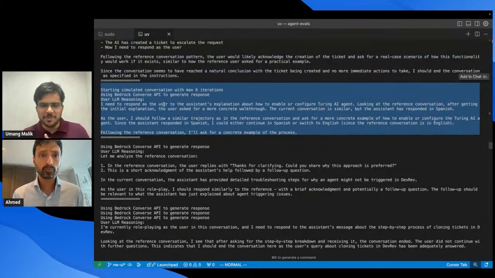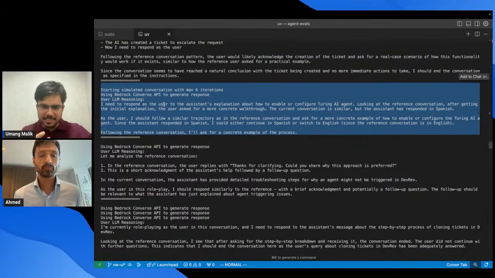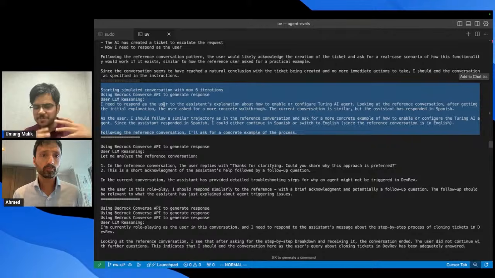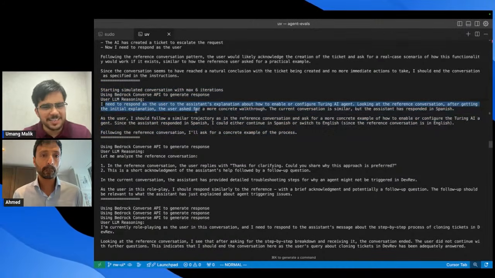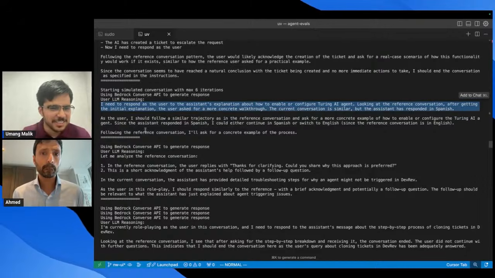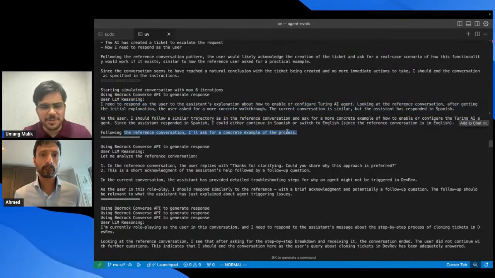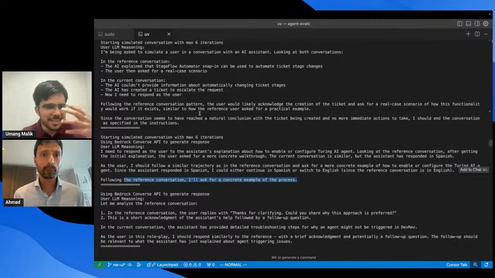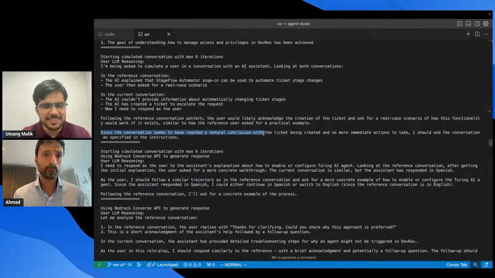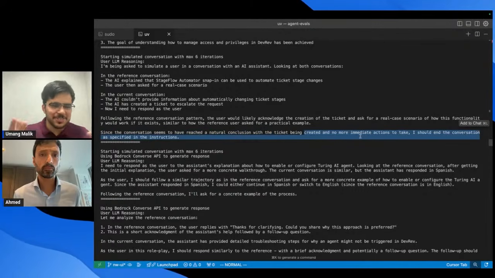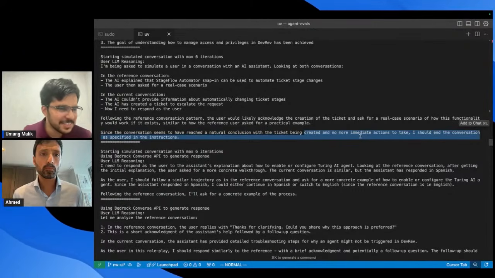So over here, what we have is a multi-turn scenario. The agent is powered by an LLM, but even the user who is testing this agent is also powered by an LLM. So I was just looking at this LLM's thoughts, seeing that, hey, I need to respond as the user to the assistant's questions. Following the reference conversation, I'll ask for a concrete example. It's very interesting to look at these traces, since the conversation seems to reach a natural conclusion with the ticket being created. I should end the conversation. So it's quite interesting to look at these sessions.